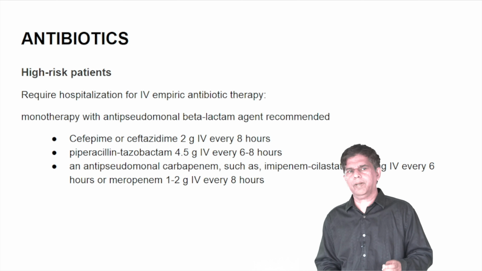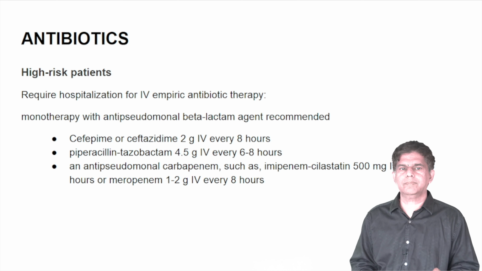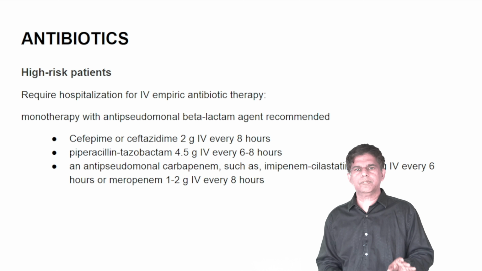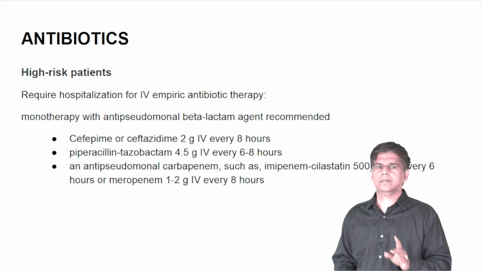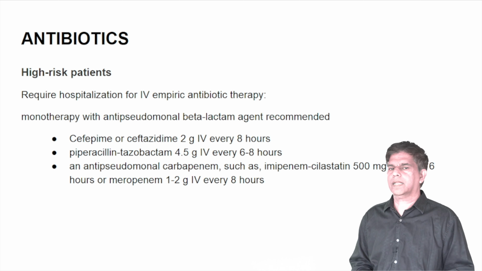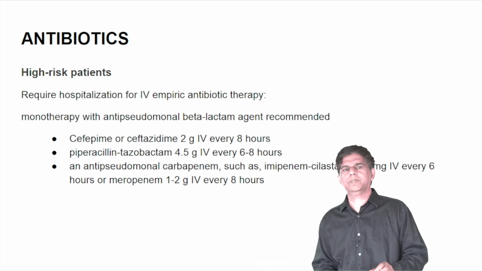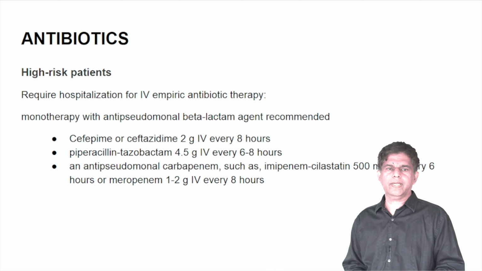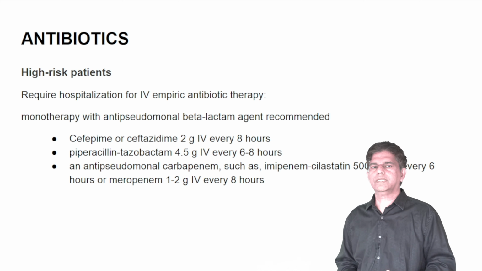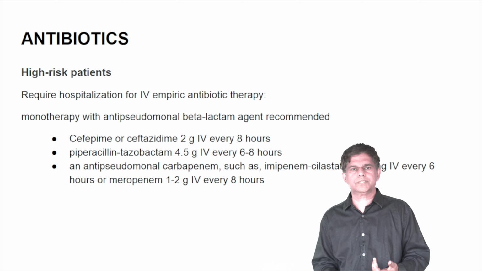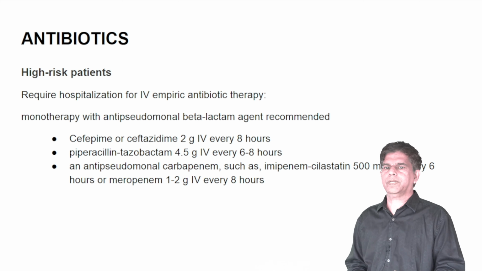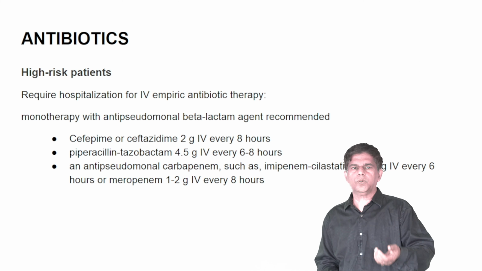Antibiotics for high risk patients: what is the current recommendation? You start monotherapy with an IV anti-pseudomonal beta-lactam agent, like cefepime or ceftazidime, 2 gram IV every 8 hours. Then there is IV Zosyn, which you can give every 6 to 8 hours, or other anti-pseudomonal carbapenems, imipenem-cilastatin and meropenem. You can use the dosages given.